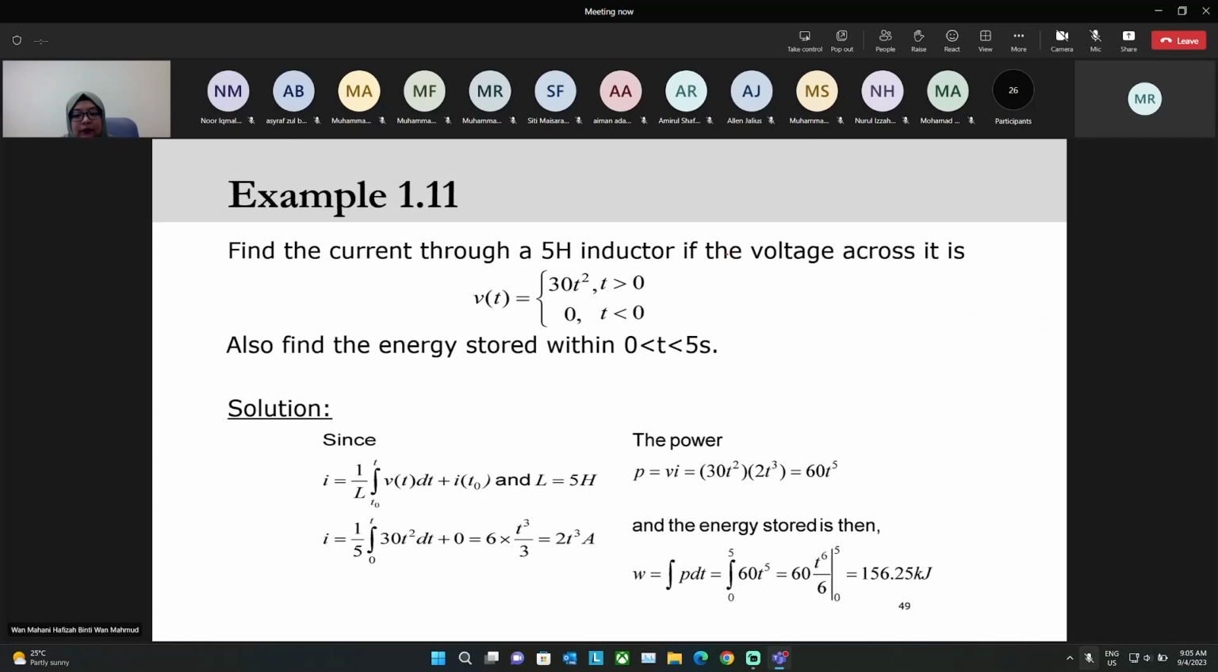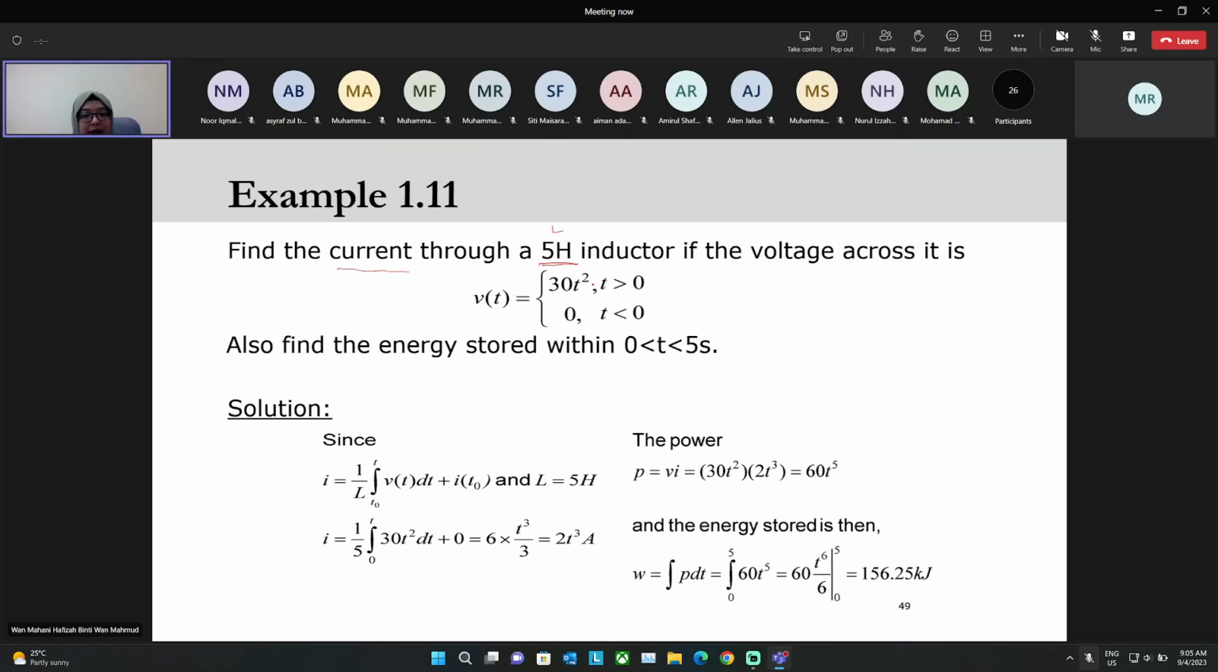Okay. Baru sebut ni dah keluar, ada soalan macam ni. Example 1.11. Find the current. 5 Henry, ini dia bagi inductor value. If the voltage across is, dia ada dua sebutan. For t less than 0, it is 0. For t more than 0, it is 30 t square. Okay, this is the equation for V. Then dia suruh cari current.